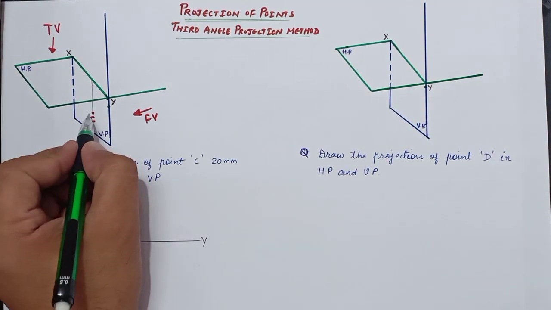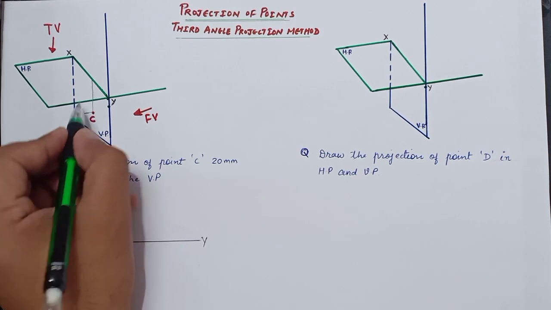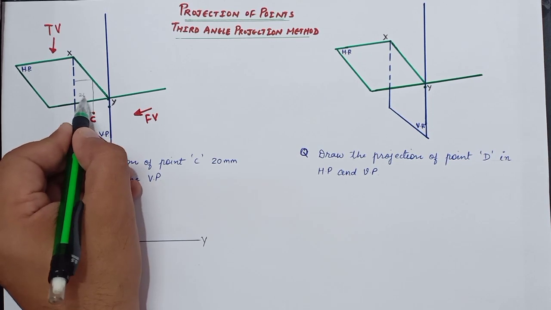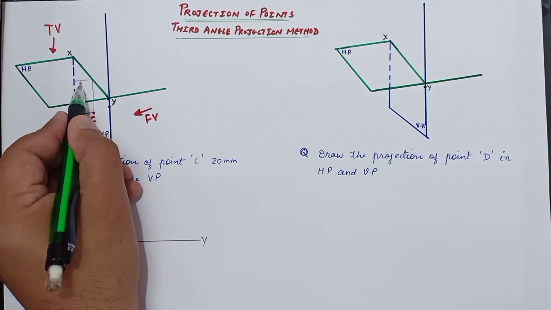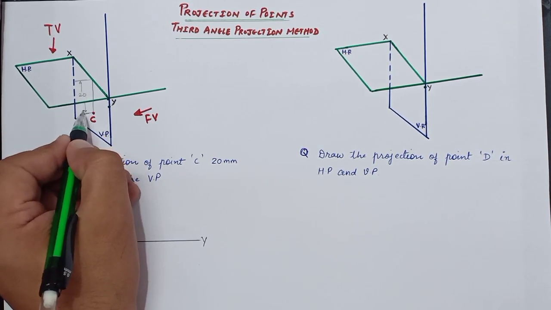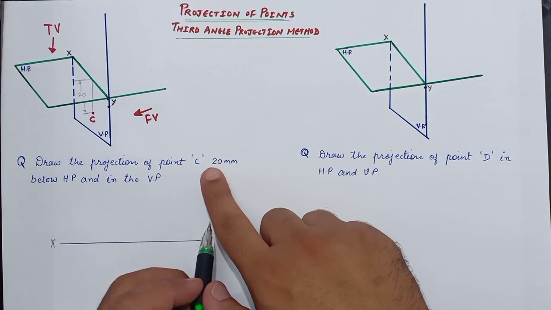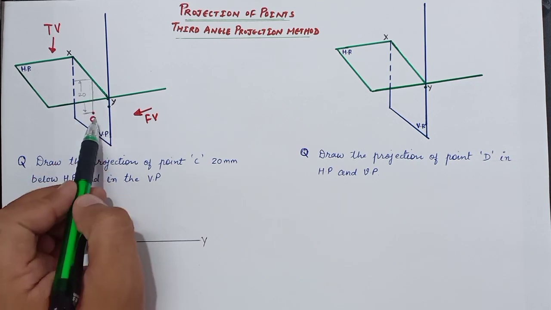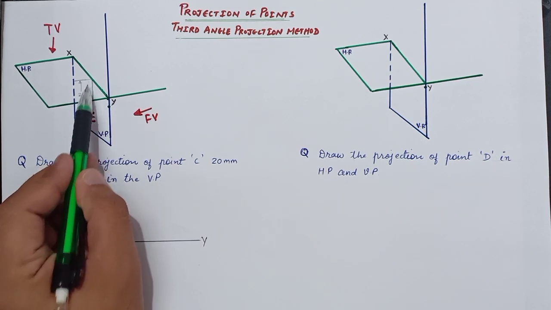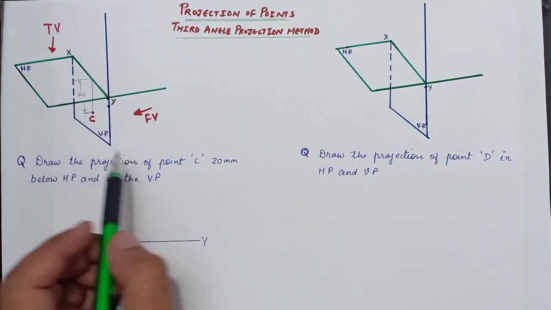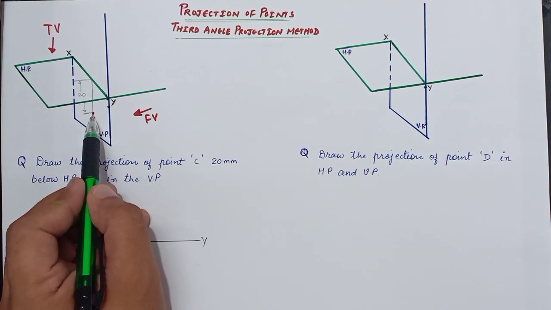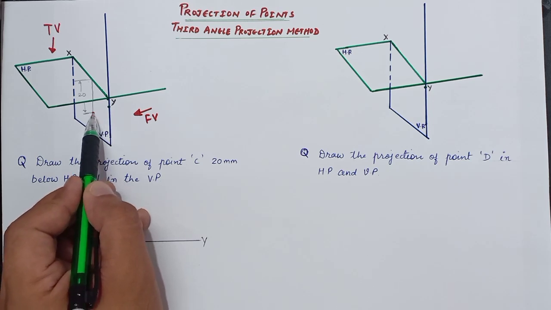So here we can see the distance from point C till the reference line is 20 mm. That is C 20 mm below HP. So C is lying 20 mm below HP and is in the vertical plane. It does not have any distance away from vertical plane. It is on the vertical plane.